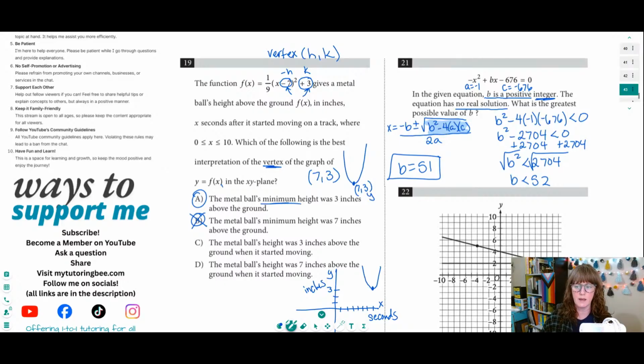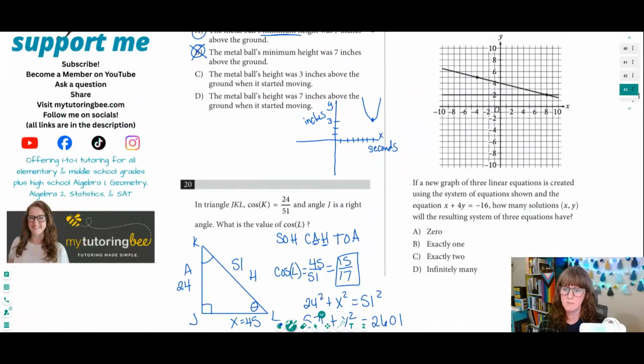If it goes any higher than that, then we get into a situation where we would have a positive discriminant. So let's go on to the next problem.